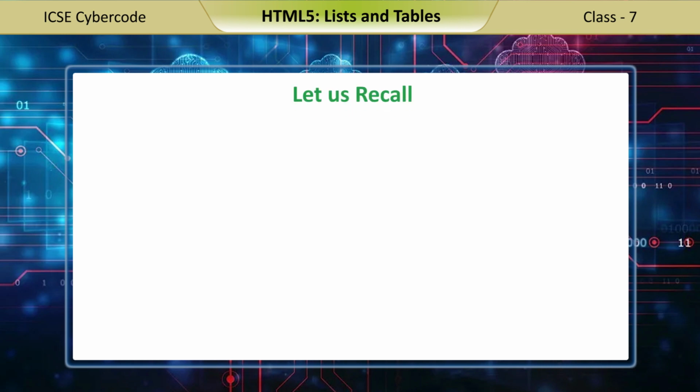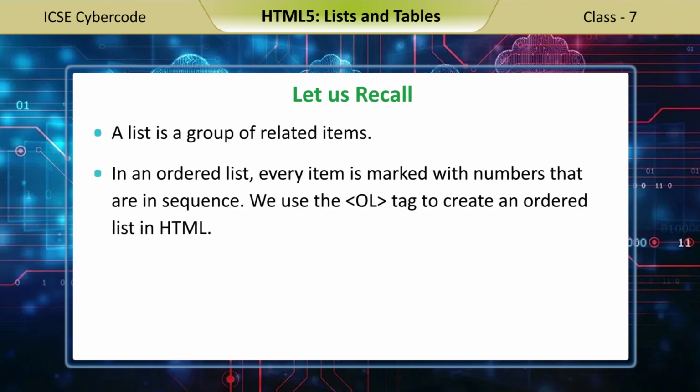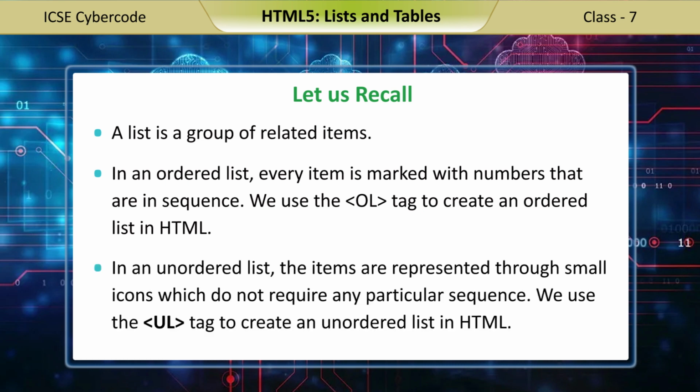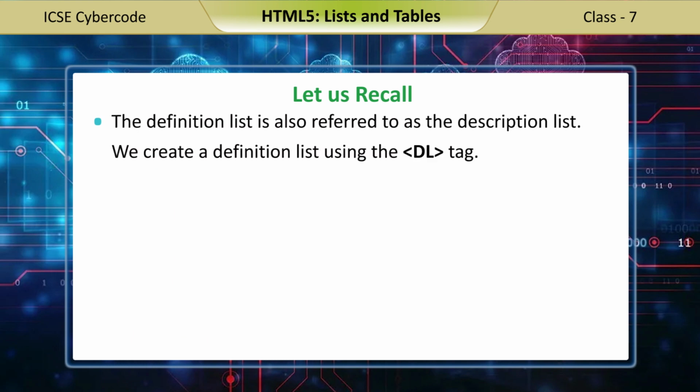Let us recall. A list is a group of related items. In an ordered list, every item is marked with numbers that are in sequence. We use the OL tag to create an ordered list in HTML. In an unordered list, the items are represented through small icons which do not require any particular sequence. We use the UL tag to create an unordered list in HTML. The definition list is also referred to as the description list. We create a definition list using the DL tag.